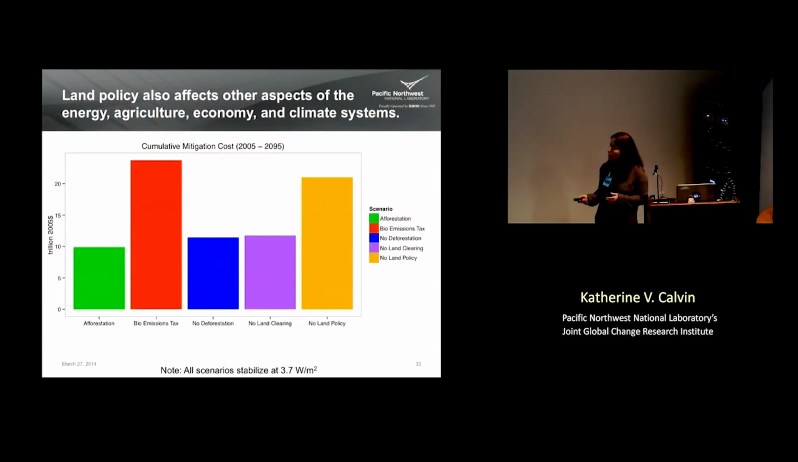And this is just showing you the mitigation costs across the 5 scenarios. And so the no land policy and the biotax cases, these are 2 where the terrestrial system was a net source of carbon, they have the highest mitigation costs.